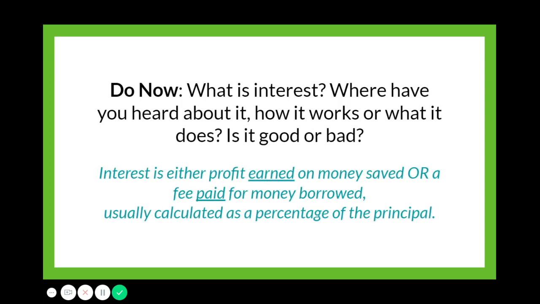Interest is either profit earned on money saved or a fee paid for money borrowed. This is usually calculated as a percent of the principal, where the principal is the original amount that you saved or the original amount that you borrowed.